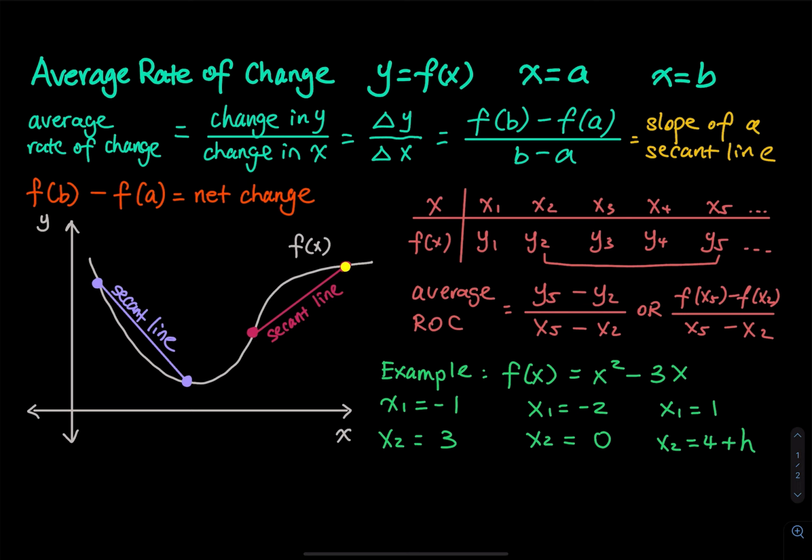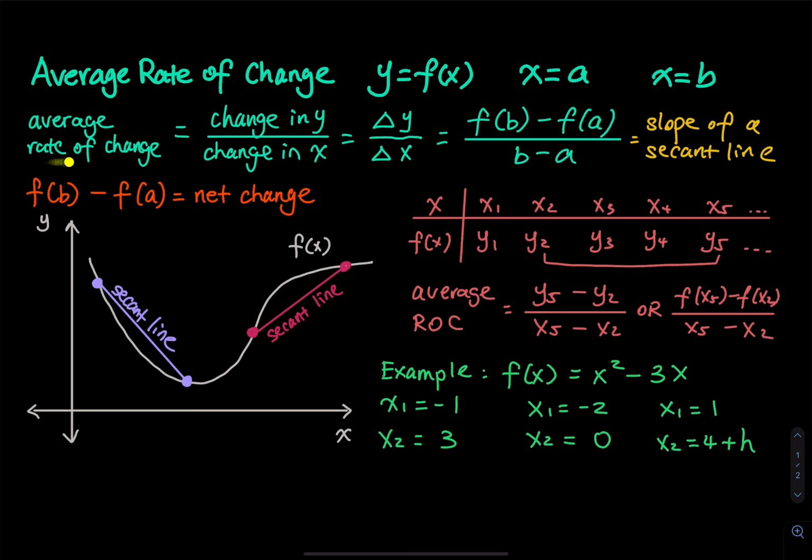The slope of this secant line is equal to the average rate of change of the function f of x between these 2 points, this little curve. I'm using the slope of this straight line to give a rough estimate of the slope of this curve. Okay, so the formula once again, average rate of change.